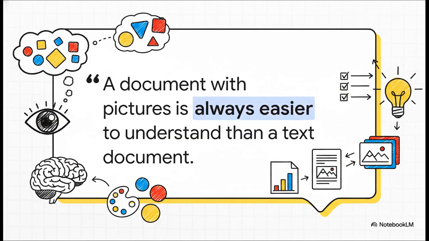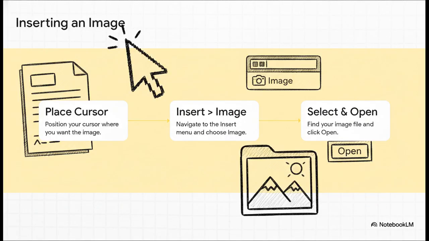A document with pictures is always easier to understand than a text document. It's true. Our brains are just wired to process visuals. So images aren't just there to look pretty, they are a critical part of communicating your message effectively. So let's start with the absolute basics.